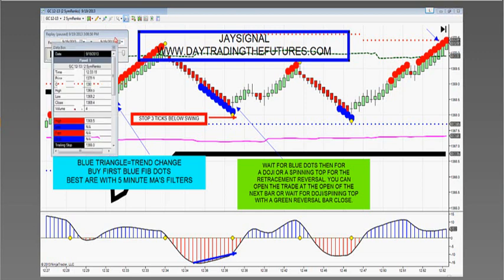So let's take a look at this trade setup. Right there is the doji. The open of the bar is 1368.40. The low of that bar is 1368.10.